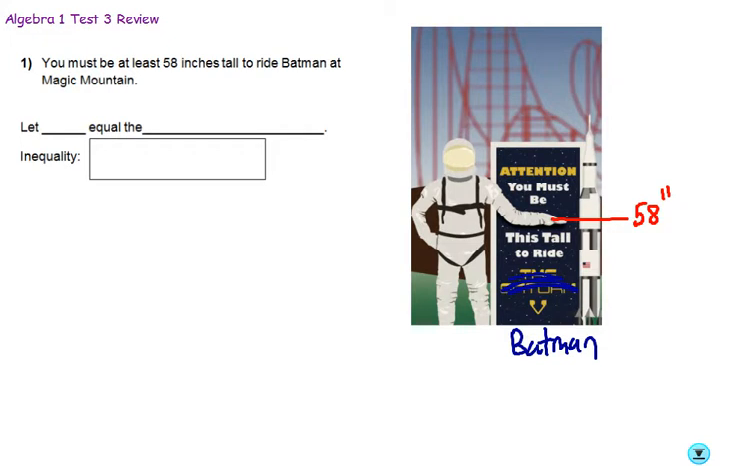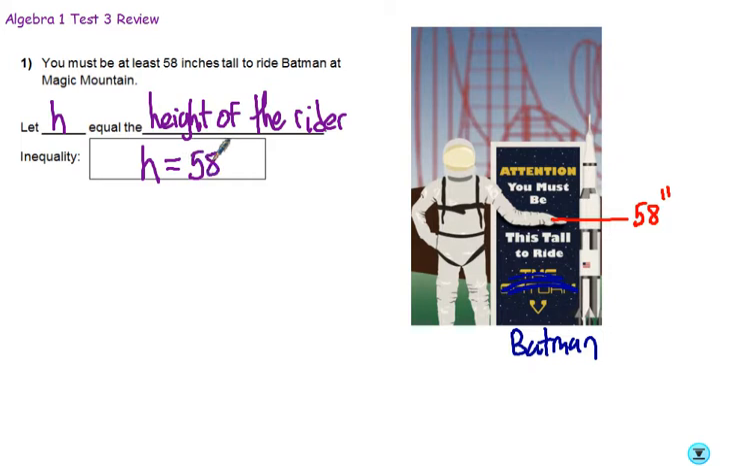So let's just say let h equal the height of the rider, the person that's going to ride the ride. And then we want to say, well, would that be h equals 58? Well, if I said h equals 58, then I'm saying that only people that are 58 inches tall can ride the ride. Well, that's not true. You don't have to be exactly 58. So this is a good example of why we use inequalities.